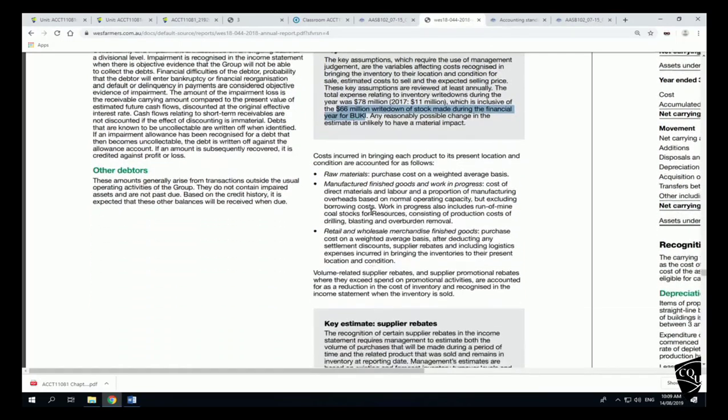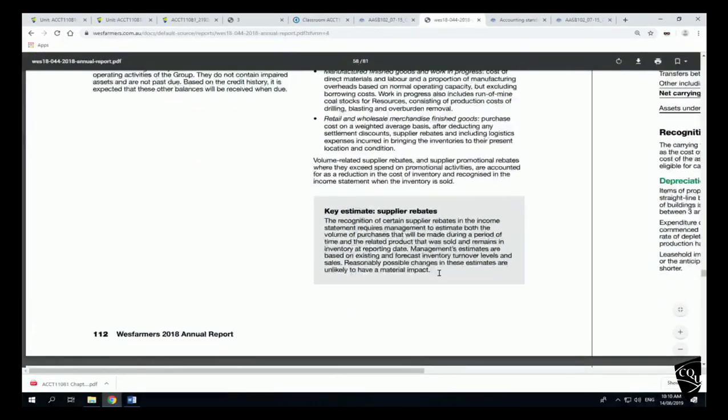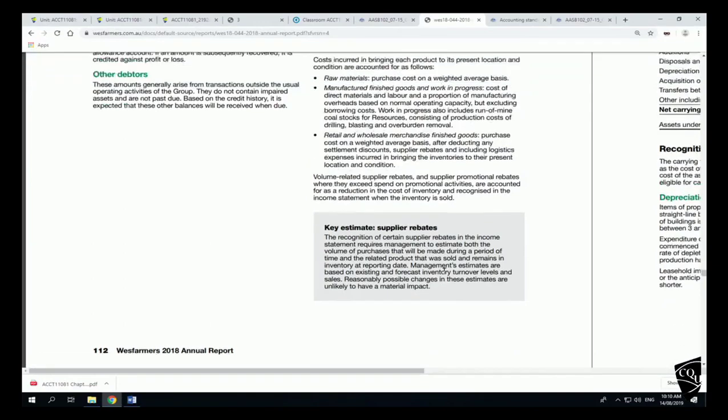Okay. They also tell me a little bit more: costs incurred in bringing each product to its location. So raw materials is valued at purchase cost, but it's valued on a weighted average basis. So that's good. They just calculate the total, so price divided by quantity, and then they apply that to all units. Again, they're manufactured finished goods and work in progress. So again, cost, retail and wholesale merchandise finished goods. So for most of that comprises a large portion of their inventories. Again, on a weighted average basis. So they give me a little bit more information that I can write about in my step 7.